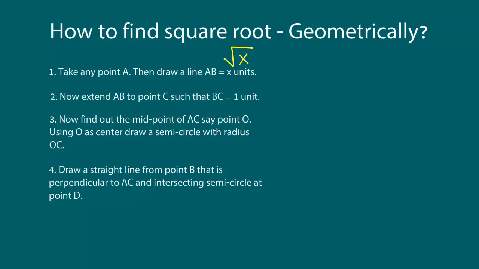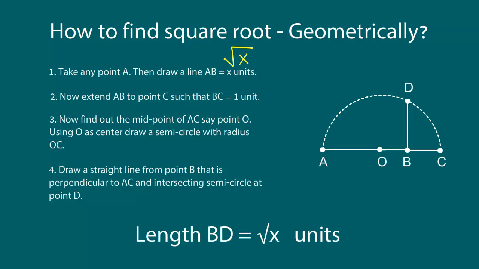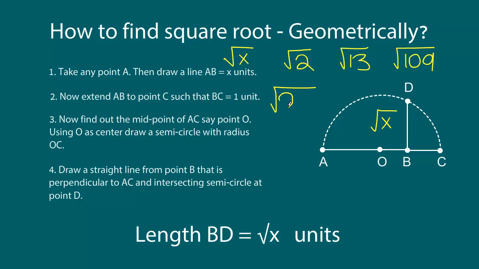If we use these four simple steps, and if we make this small, simple geometrical construction, then the length BD is square root of x. Again, what is x? X is any real number. So x can be square root 2, it can be square root 13, it can be square root 109. I'm just randomly writing out some of these numbers. Or it can even be something like maybe 25.9, right? As long as this is a real number, we can find out the square root of any real number using these four steps.